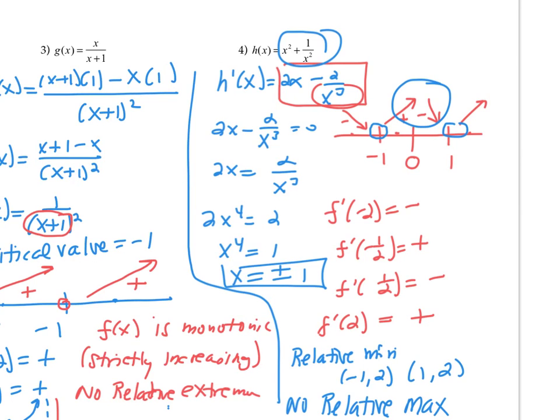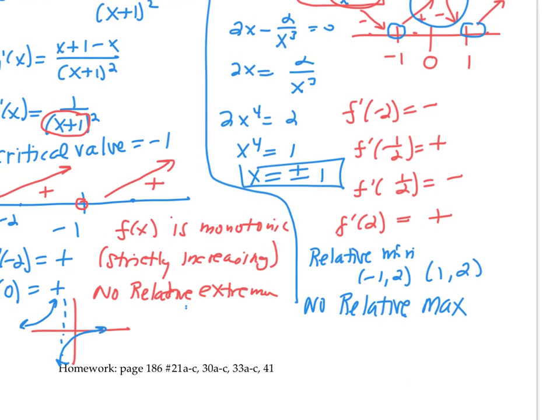Okay, so if we take a look in tonight's homework, you're doing page 186, number 21, number 30, number 33, just parts A through C only. And then please do number 41.